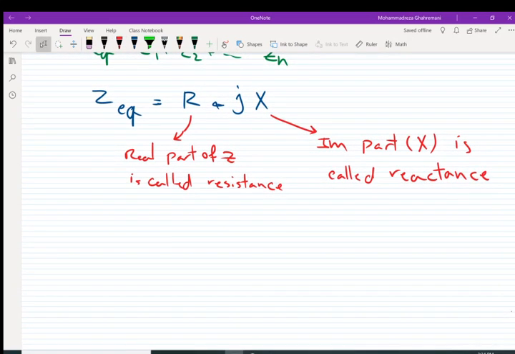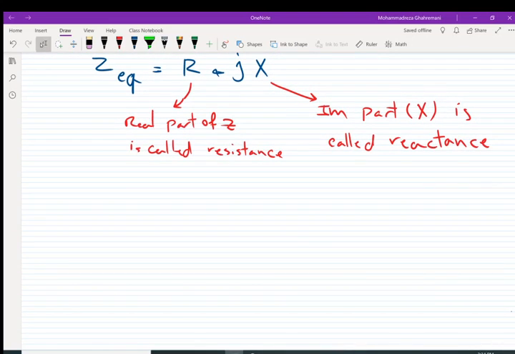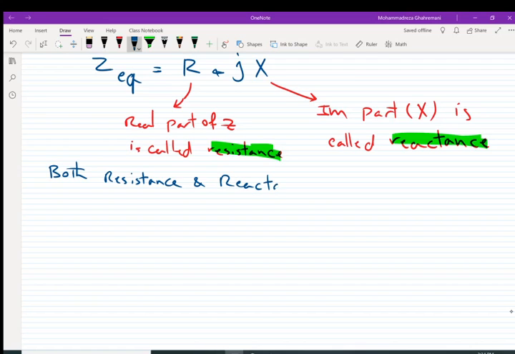We should know that both resistance and reactance are expressed in ohms. So the unit is ohms.